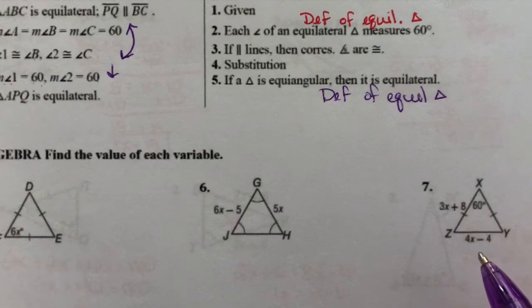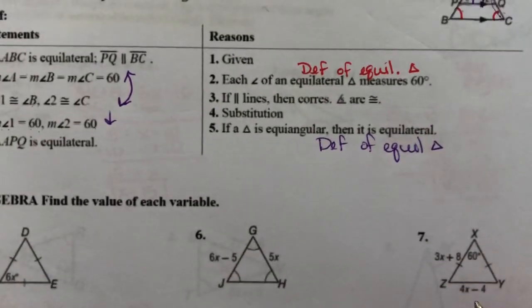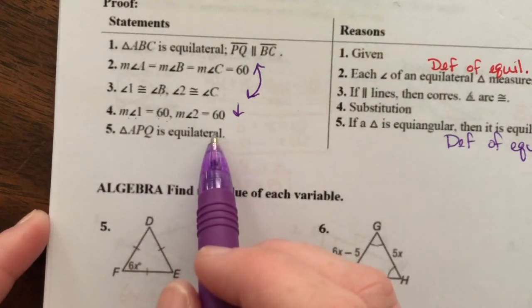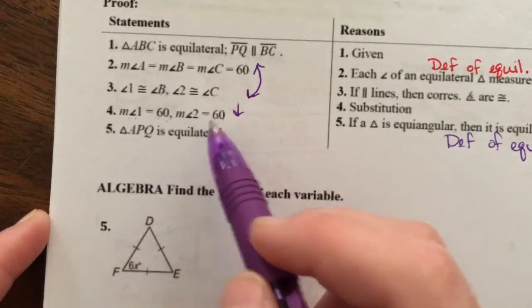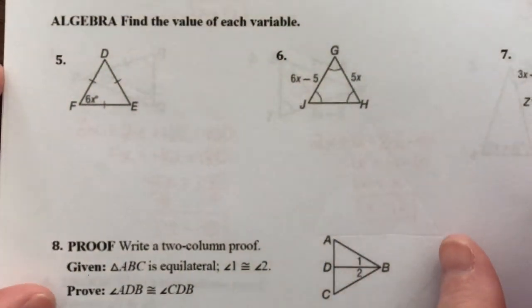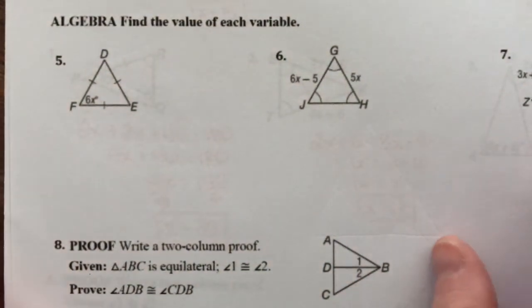If it's equiangular, it's equilateral, right? Same thing. So basically the given here was line 1. What we had to prove was down here in the last line, and these were the logical steps to get there. Okay, let's do a little bit of algebra with equiangular or equilateral triangles.